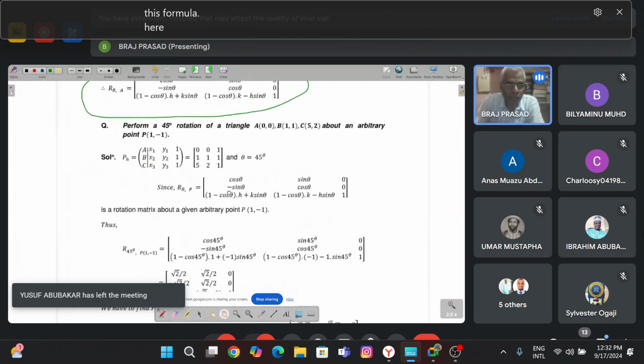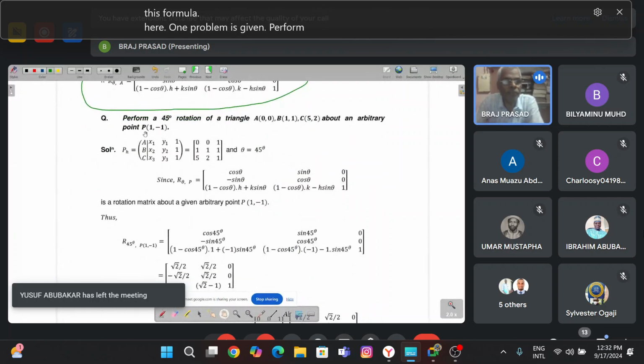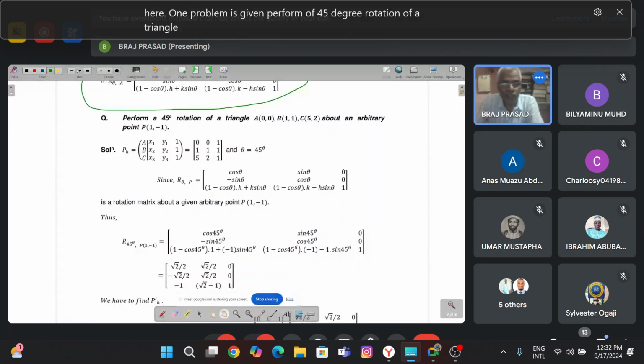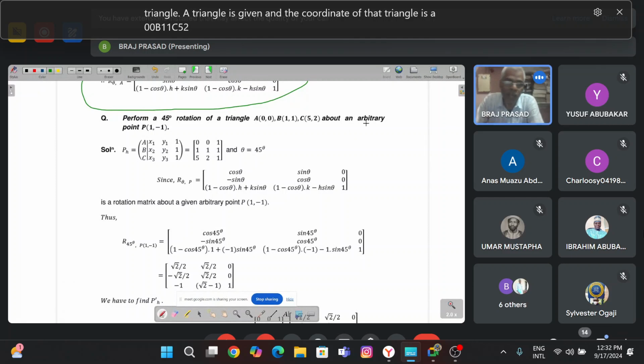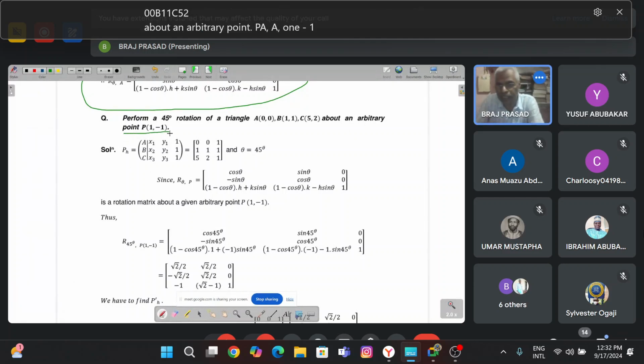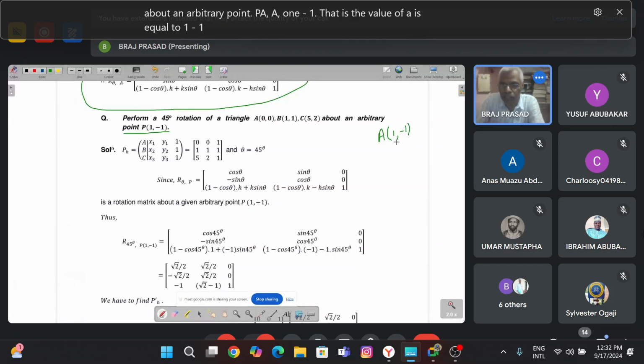Here one problem is given: perform a 45-degree rotation of a triangle. The coordinates of the triangle are A(0,0), B(1,1), C(5,2), about an arbitrary point P(1,-1). That is, the value of A is equal to (1,-1). It means the value of h equals 1 and the value of k equals -1.